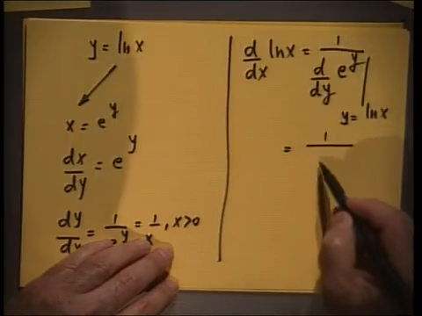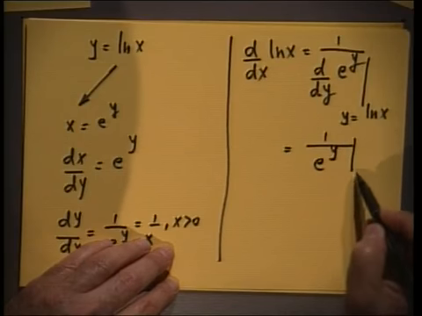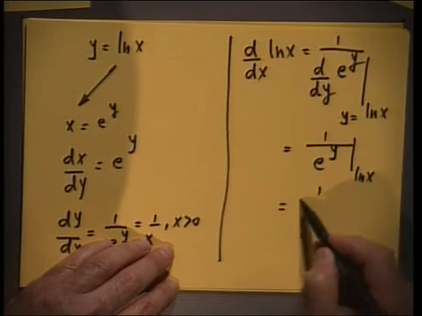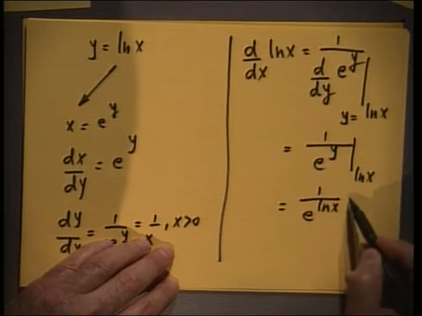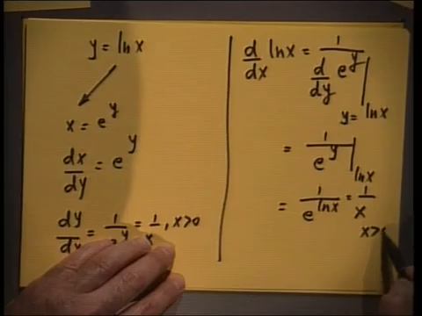d/dy of e^y is equal to e^y at the point y equal to ln x, which is equal directly to 1 over e^(ln x), and you know very well that this is equal to 1 over x for x greater than 0. This actually is the way you can do it. Of course, this is simpler, but here you make use directly of our final expression.